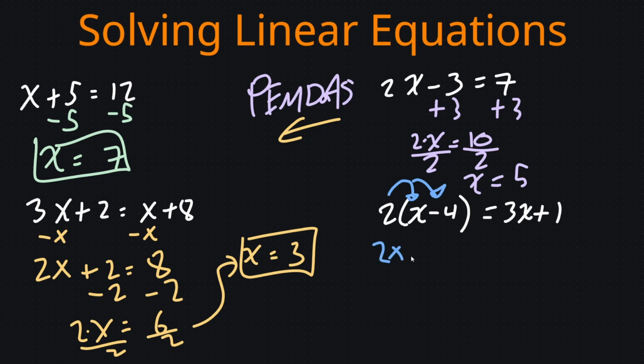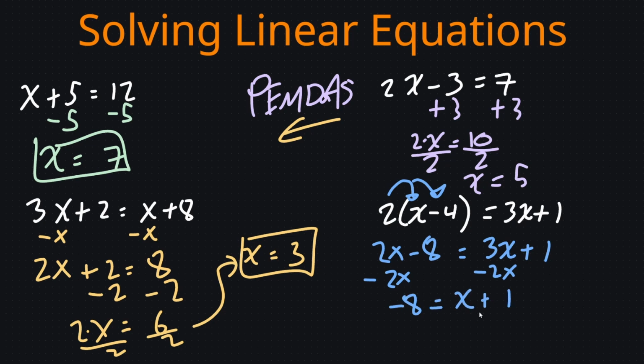I get 2x minus 8 is equal to 3x plus 1. Now, once again, I don't have all the x's together, so I can't go through my sequence. And so I'm going to either move this 2x to the right or this 3x to the left. I'm going to start with the 2x, minus 2x, because I don't want negatives. If I minus 3x, I get negatives. This leaves me with a negative 8 equals x plus 1.